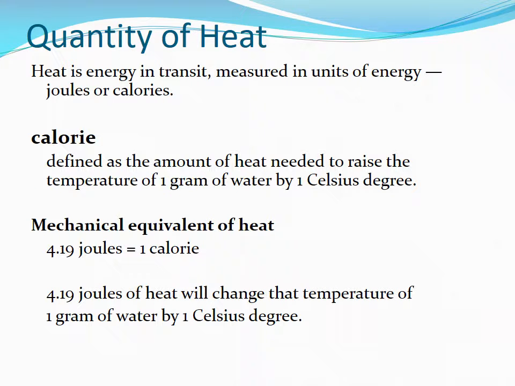Heat is energy in transit, measured in units of energy. Joules or calories. A calorie, with a lowercase c, is defined as the amount of heat needed to raise the temperature of 1 gram of water by 1 degree Celsius. The mechanical equivalent of heat is 4.19 joules, which is equivalent to 1 calorie. 4.19 joules of heat will change the temperature of 1 gram of water by 1 degree Celsius.